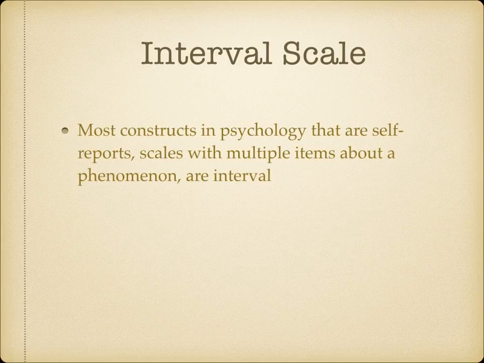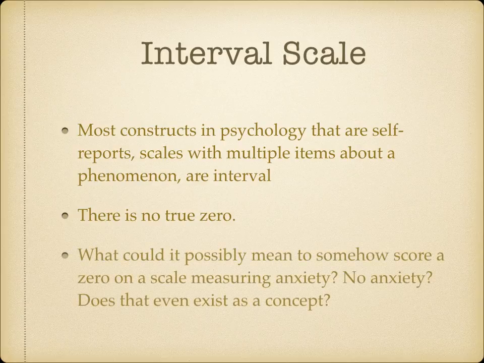Most constructs in psychology, those that are self-reports, scales with multiple items about a phenomenon and so forth, are interval scales. There's no true 0. We have to recognize that we almost never can know for sure that there's a 0 amount of a lot of psychological quantities that we deal with. I mean, what could it mean to talk about someone having 0 anxiety? Do we literally mean they have no anxiety? Is that even a meaningful concept to have? Can someone ever be completely anxiety-free? We know that we feel more and less anxious in any given moment, and being at our lowest levels of anxiety is, well, it's a pleasant feeling.